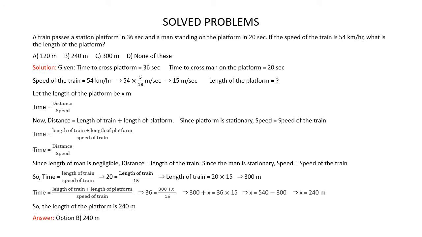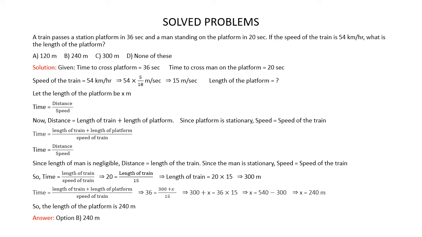A train passes a station platform in 36 seconds and a man standing on the platform in 20 seconds. If the speed of the train is 54 kilometers per hour, what is the length of the platform? You are given four options here and you have to find out which of these options is the correct one.